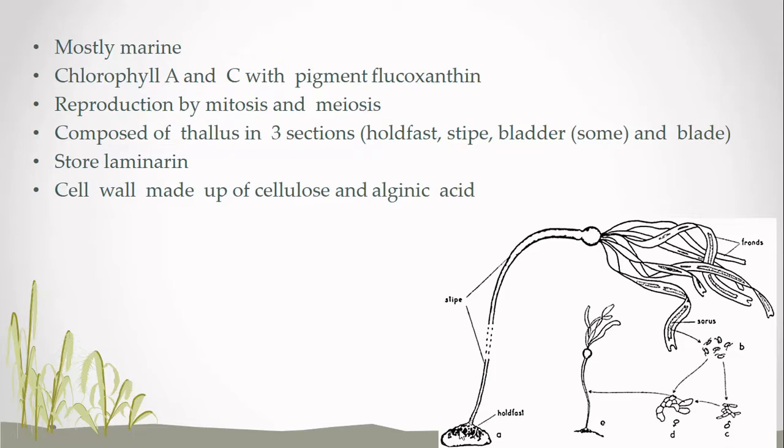And they have three sections. So from holdfast, we have the stipe. Mura siya represent sa stem. Mura siya stem, pero di siya stem. And also bladder. Ito, to allow them to float. And the blade. Itong parang leaves nila. So this is the blade. So they store laminarin as the byproduct of their photosynthesis. The cell wall is made up of cellulose and alginic acid.